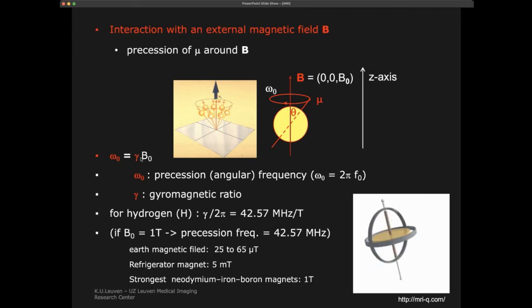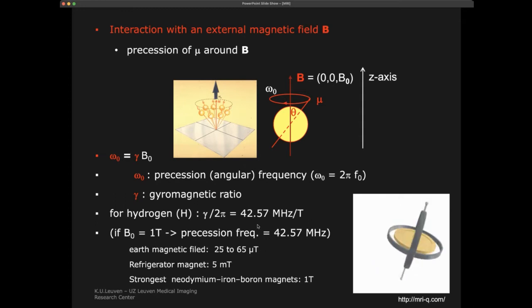And so that's what's happening. And actually, the frequency of rotation is determined by the strength of this external magnetic field and a material constant, which is called the gyromagnetic ratio, which is specific for a certain charged particle. For example, for hydrogen, this is roughly 40 megahertz per Tesla. Tesla is the unit to measure magnetic field strength.